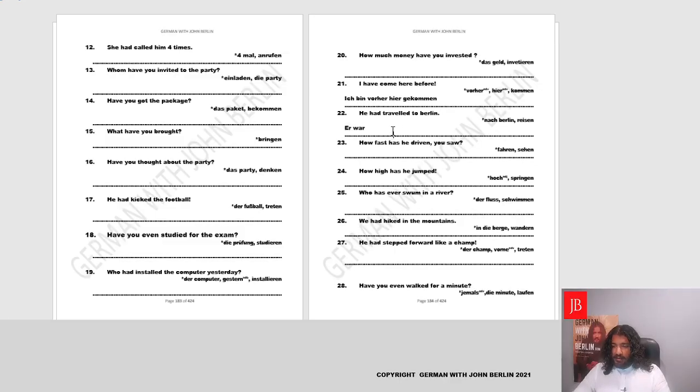Er war. Now, to Berlin in German, it'll be nach Berlin. We learn this in the future. War nach Berlin. The verb is reisen. We'll add a ge and it'll end with a t. Gereist. Yes. Perfect. Moving forward, how fast has he driven?